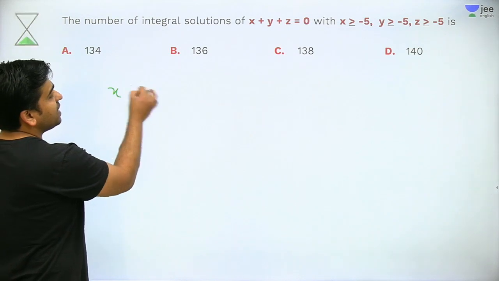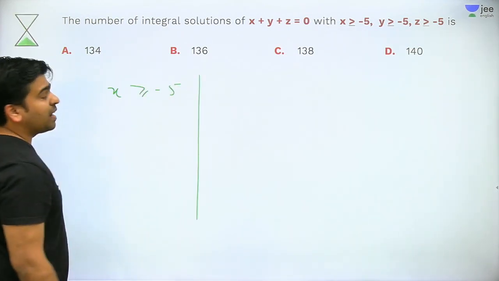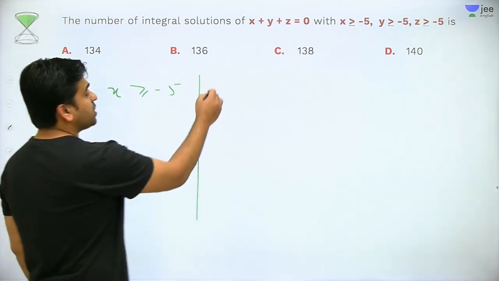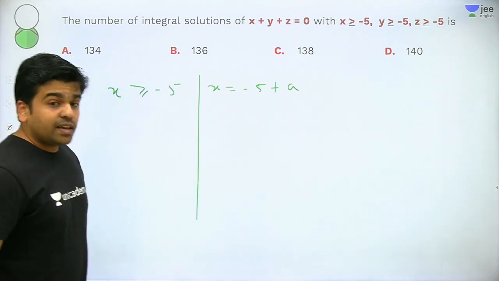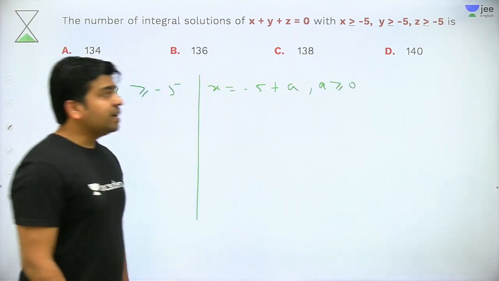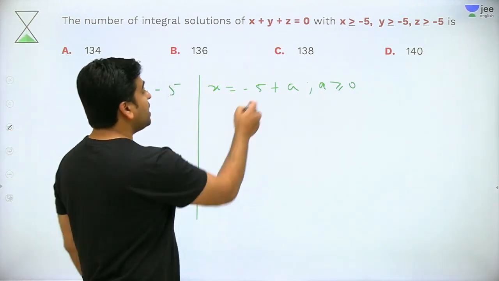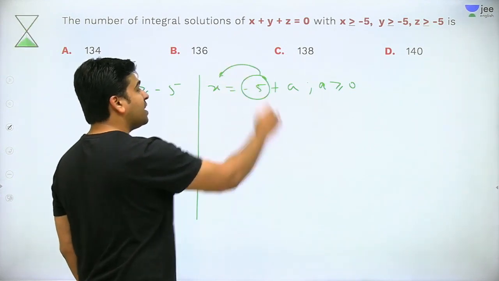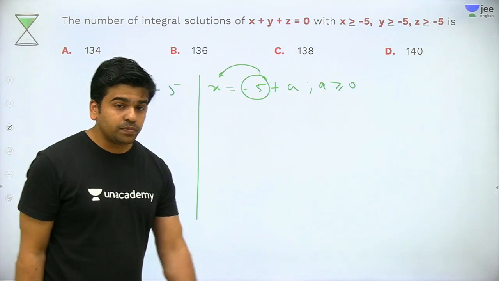I have x as greater than or equal to minus 5. So can I replace this with some other variable? I can use a substitution x is equal to minus 5 plus a, where a is greater than or equal to 0. Just try it out. If a is greater than or equal to 0, will that make x greater than or equal to minus 5? Yes, it will, which means that this is a very valid substitution, right?